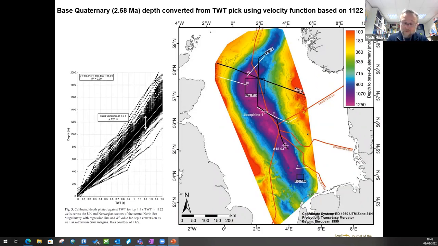And with the help of TGS, who have compiled a very lovely database of boreholes from all of the North Sea basin, Rachel Lamb put together this plot of depth and two-way times to the base Quaternary to define a best fit regression line to convert the two-way time map that we made based on the mega survey seismic data to a depth map, which is what we have presented you with here. So the regression over there has an R squared coefficient of 0.99. It's a pretty tight fit. Of course, there could be discrepancies, but it is a good fit. Next slide, please.